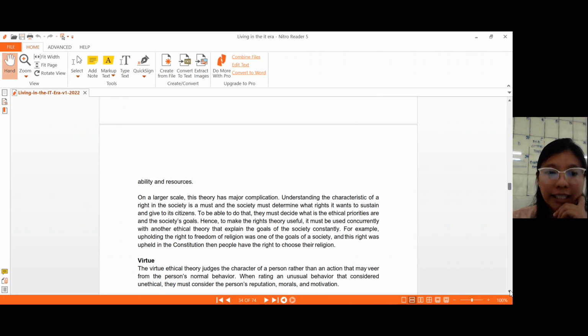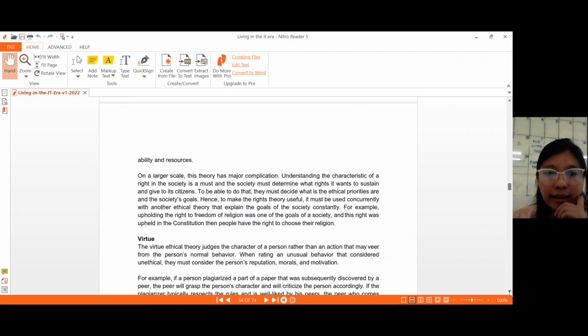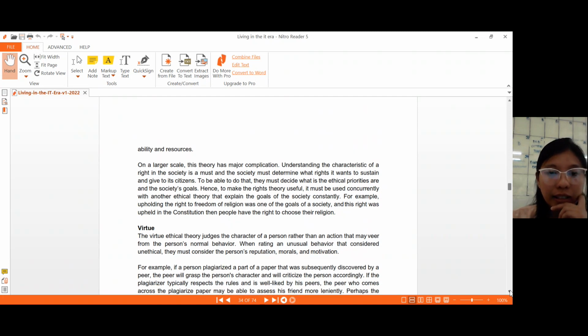Understanding the characteristics of a right in the society is a must, and the society must determine what rights it wants to sustain and give to its citizens. To be able to do that, they must decide what the ethical priorities and the society's goals are. Hence, to make the rights theory useful, it must be used concurrently with another ethical theory that explains the goals of the society constantly. For example, upholding the right of religion was one of the goals of society, and this right was upheld in the Constitution. Then people have the right to choose their religion.